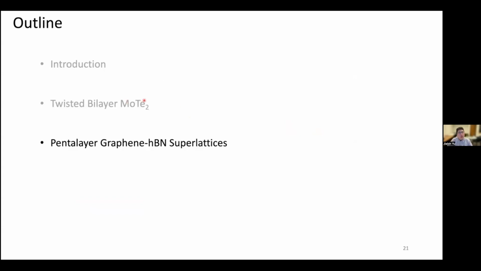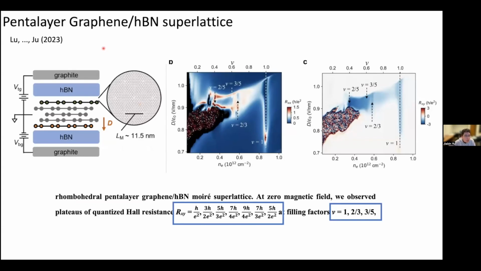Okay, besides twisted bilayer MoTe2, there was another setup last year that showed FCIs, which is pentalayer graphene-hBN superlattices. So this is the setup. Pentalayer graphene is stacked in the rhombohedral way, and there's no twist in this 5-layer graphene. It's pristine 5-layer graphene, but it is put on the hBN substrate, and the moiré happens between this pentalayer graphene and the substrate on one side.